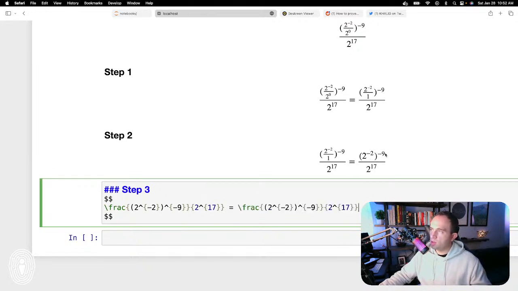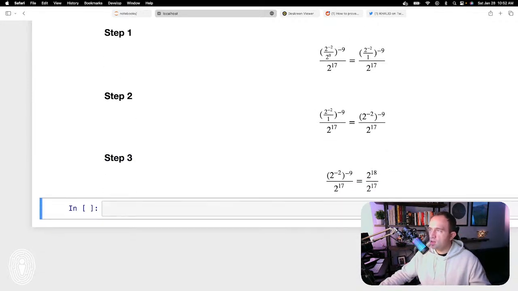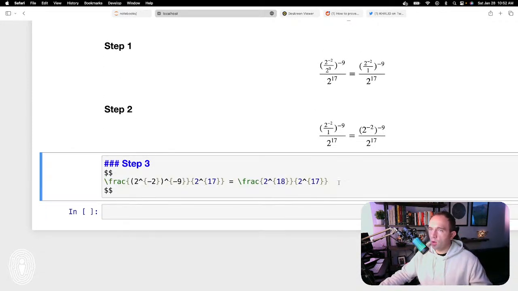we're going to multiply these exponents together, because we're taking 2 to the negative 2 to the negative 9th. So we're multiplying the negative 9 with the negative 2. That makes a positive 18. So now we can take out this whole top part and replace it with a 2 to the 18th. But remember, if we have double digits in our superscript, then we need to wrap those in curly braces. So now we have 2 to the 18th, and now we're getting close to the end.